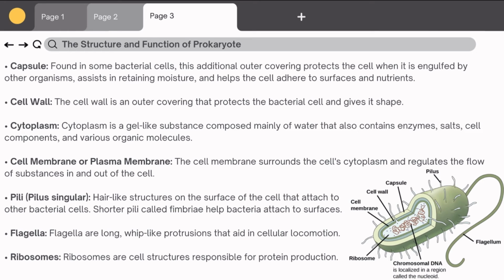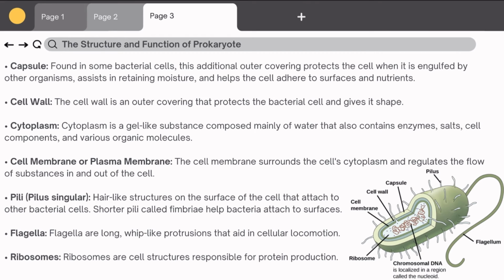The first one is capsule. Found in some bacterial cells, this additional outer covering protects the cell when it is engulfed by other organisms, assists in retaining moisture, and helps the cell adhere to surfaces and nutrients. The second one is cell wall. The cell wall is an outer covering that protects the bacterial cell and gives it shape.